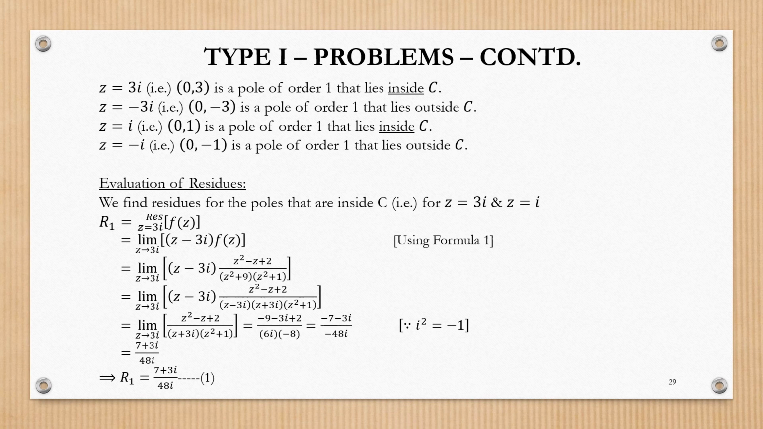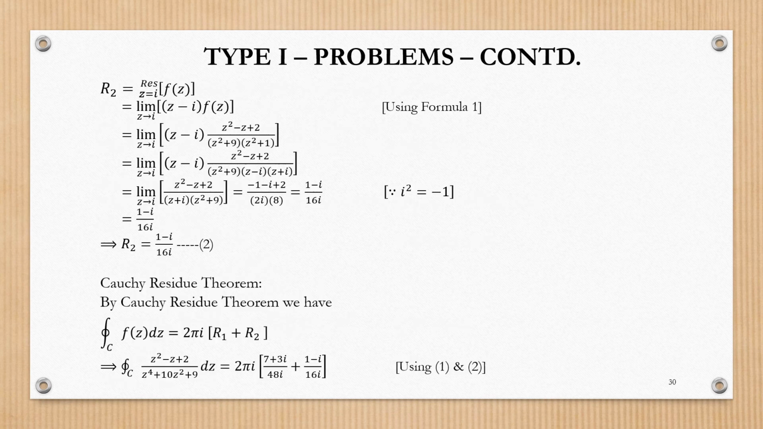The evaluation of residues has been shown subsequently. We use formula 1 because z equal to 3i is a pole of order 1. F of z is replaced with z square minus z plus 2 divided by z power 4 plus 10z square plus 9, sorry, and then that is written in the factorized form, that is z square plus 9 into z square plus 1. Z square plus 9 is then factorized as z minus 3i into z plus 3i, and z square plus 1 is kept as it is. Z minus 3i will get cancelled, and by substituting z equal to 3i, we get the required result as represented in equation number 1.